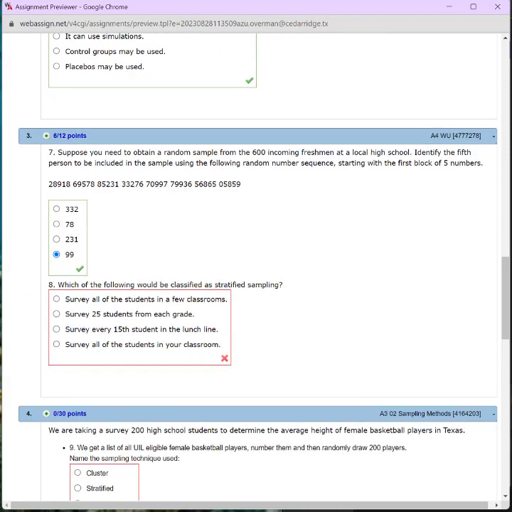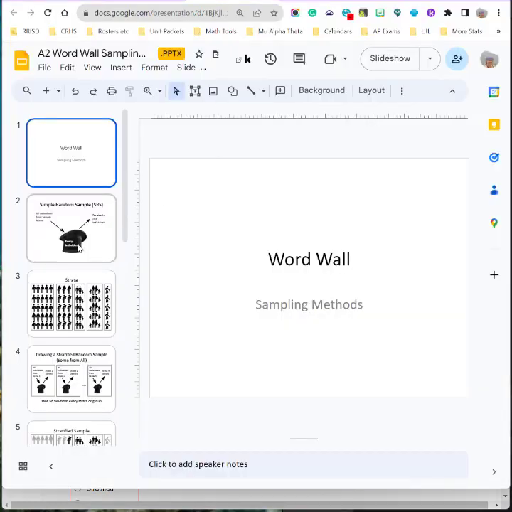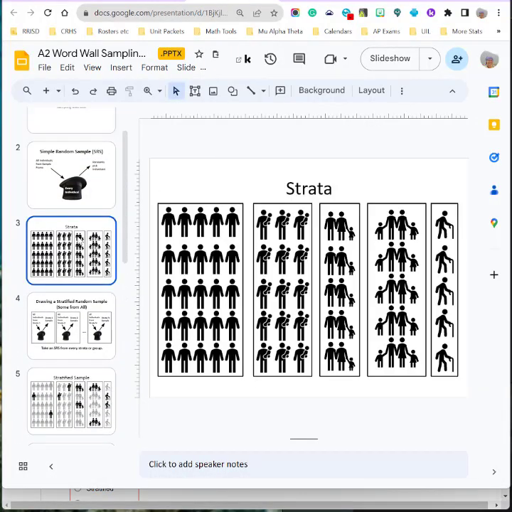So stratified sampling, if I go look at the word wall for sampling, so what it is, strata are similar types, like 9th graders, 10th graders, or you could say single people, single parents, families with one kid, where you have 2 parents, 2 kids, 2 parents, and then elderly people. Is this all the strata? No, but I'm just trying to show an example.